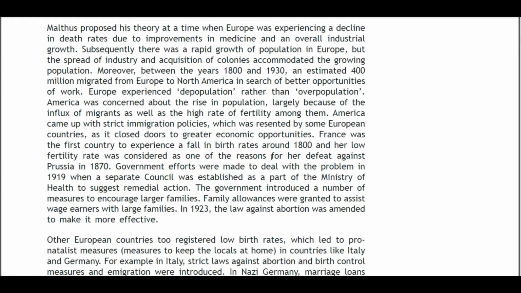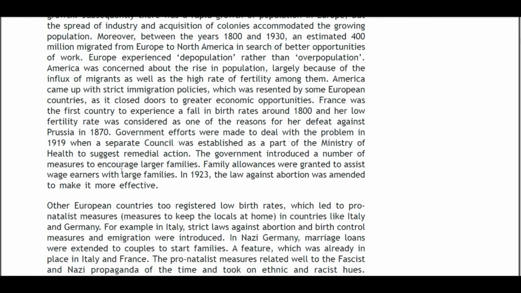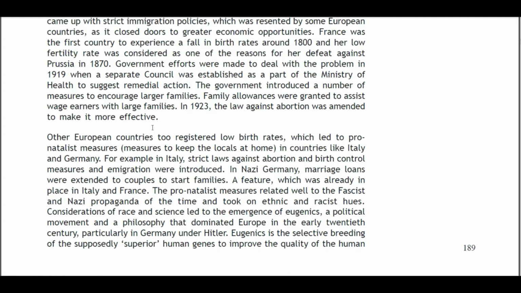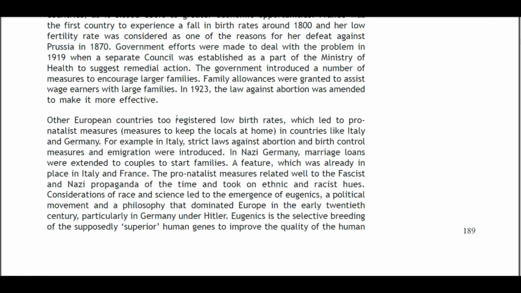Government efforts were made to deal with the problem. To suggest remedial action, the government introduced a number of measures to encourage large families. Family allowances were granted to assist wage earners with large families. In 1923, the law against abortion was amended to make it more effective.